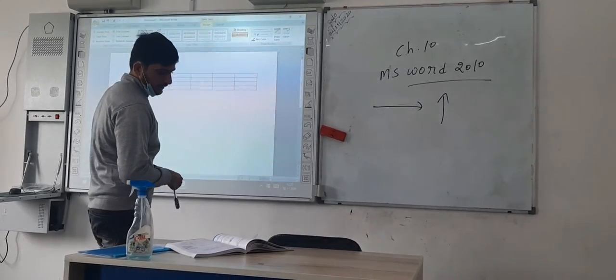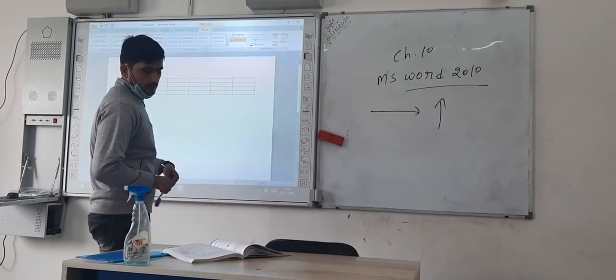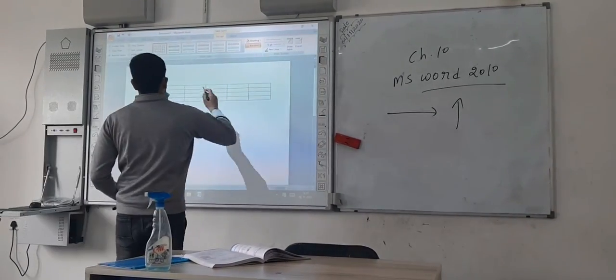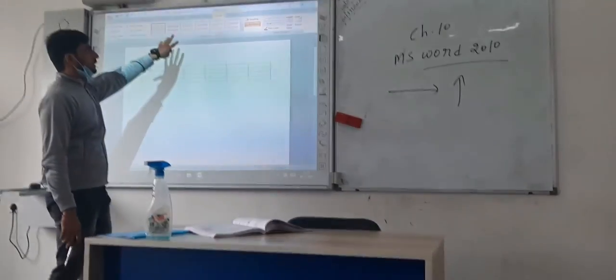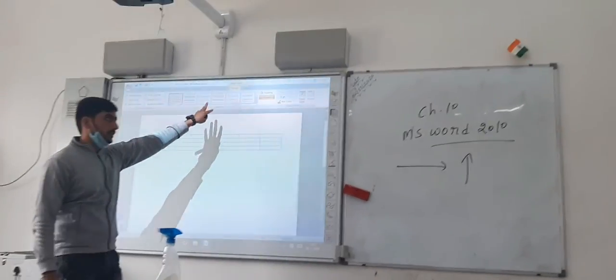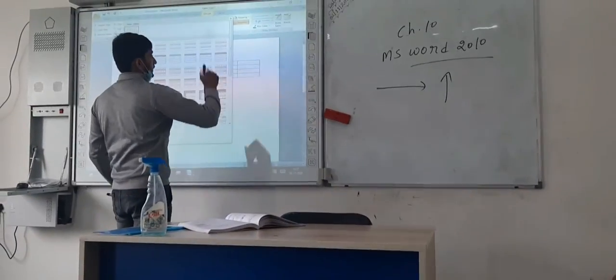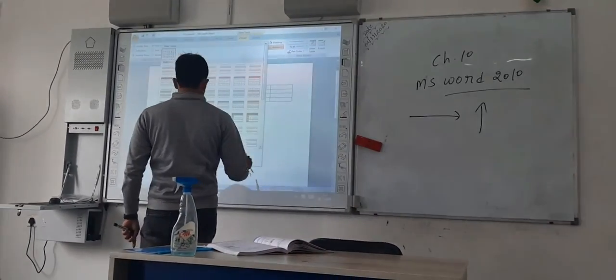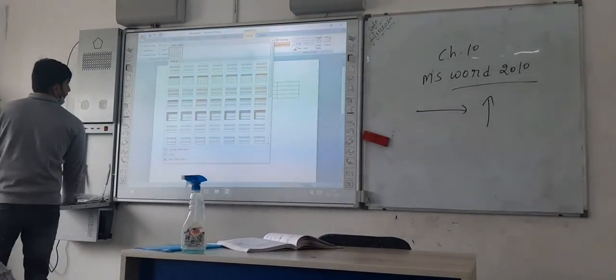Okay, so the first topic is rotating text in a table cell. Here is the design. I have already told you that if you want to change the style, you can select it from here. Okay, so let's discuss that.